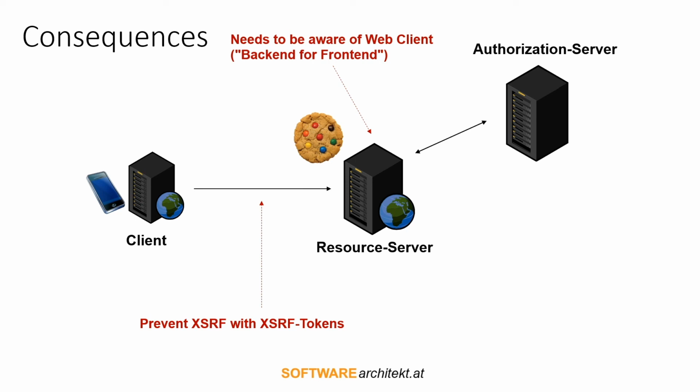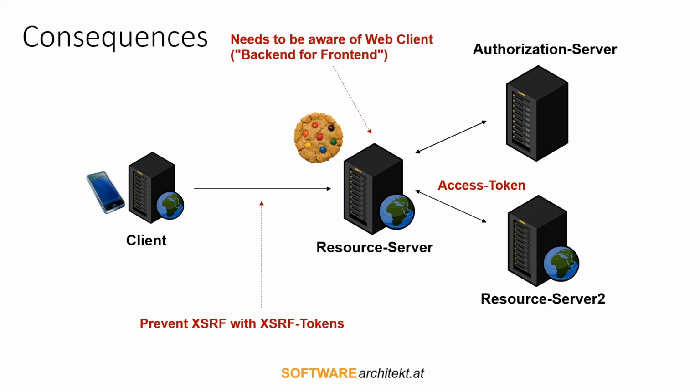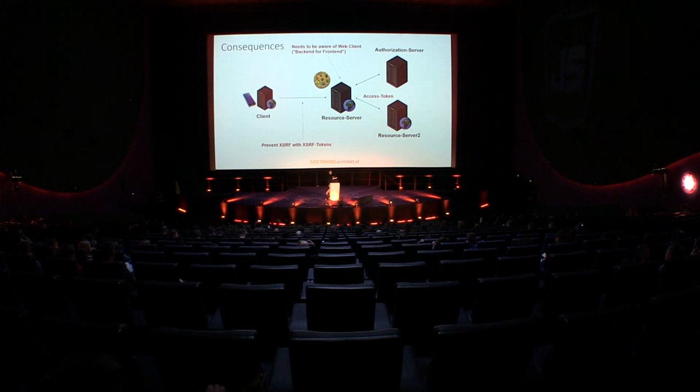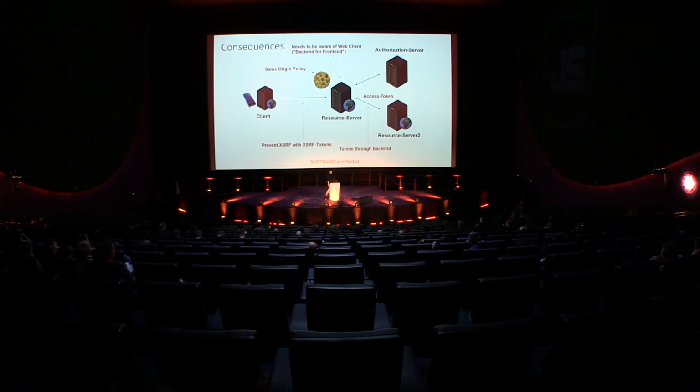You have a backend for your frontend, which is aware of your client, which is aware of using cookies, which is storing the access token on the server side for you. Also, if you need to delegate to another resource server, then you have to tunnel this request through your backend, because you have the same origin policy for cookies here. So, as you see, this operation mode is more safe because of HTTP-only cookies. JavaScript cannot steal these cookies because JavaScript is not allowed to reach HTTP-only cookies. But on the other side, it is quite inconvenient.